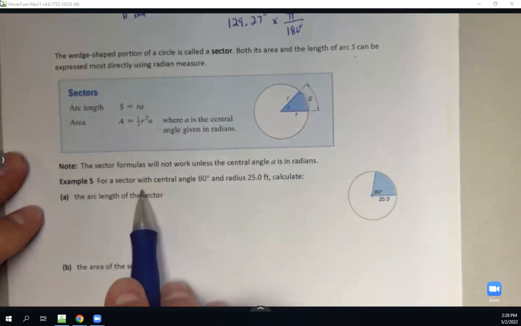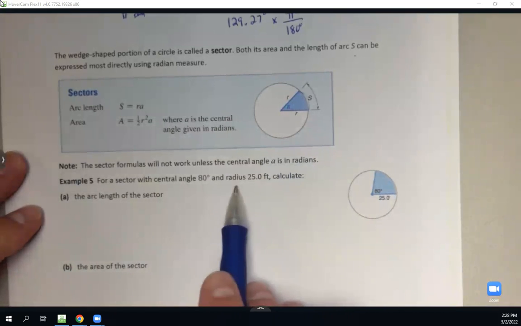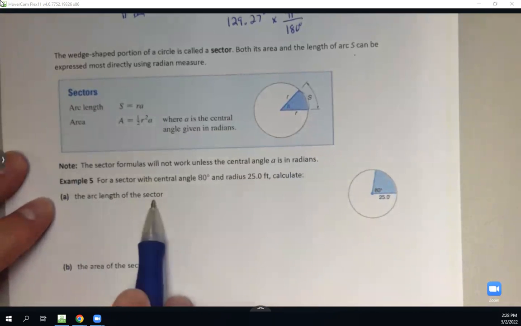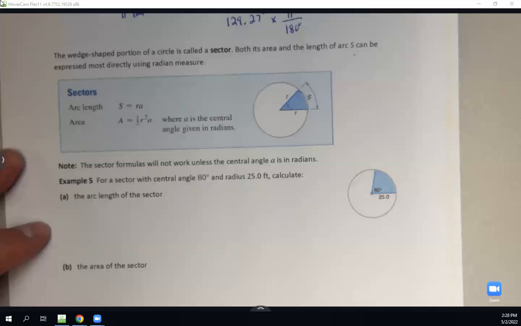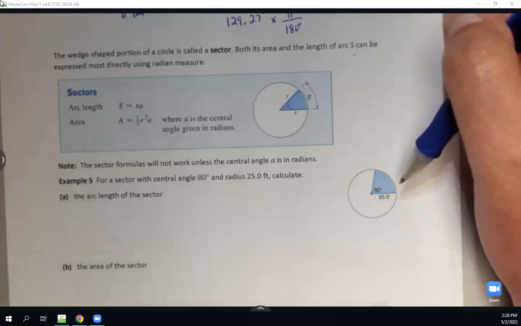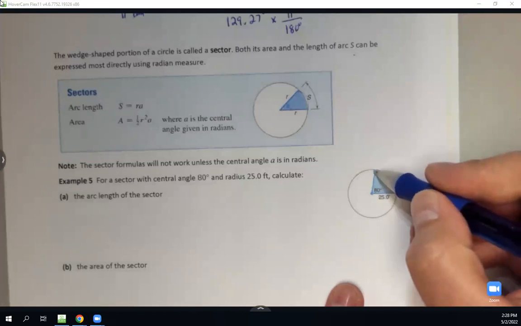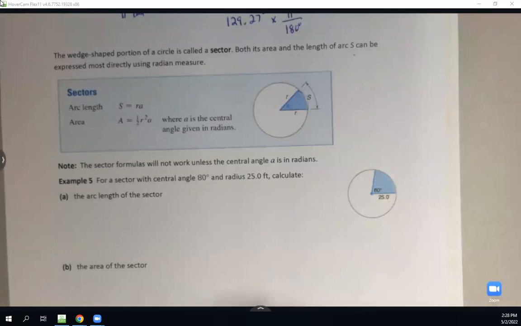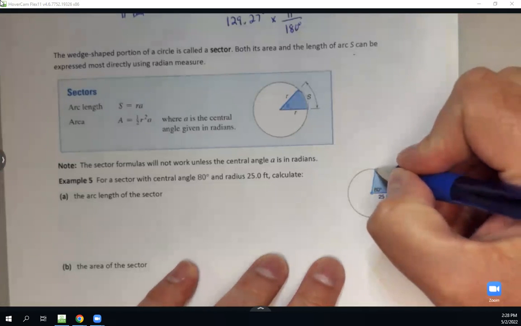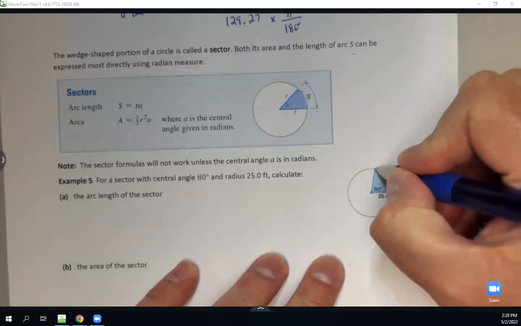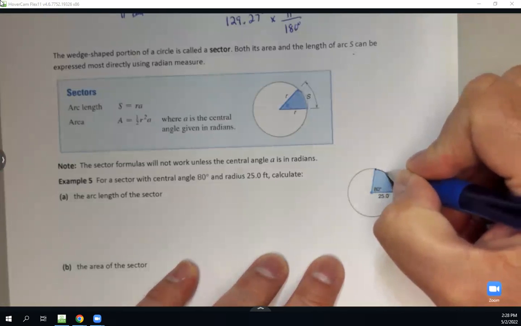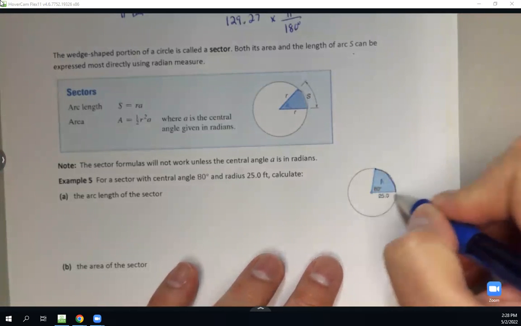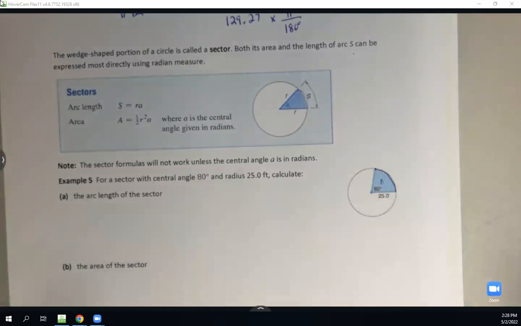So for the sector with central angle 80 degrees and radius 0.25 feet, calculate A, the arc length of the sector, B, the area of the sector. So I've got a figure here. We have this angle here that's 80 degrees. I want to know two things, right? I want to know the length of this arc, so from here to here, how long is that? And the second thing I want to know is the area of that sector. What's the area of that piece of pie?